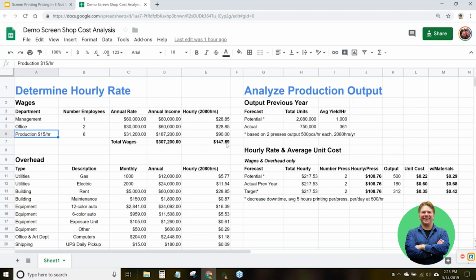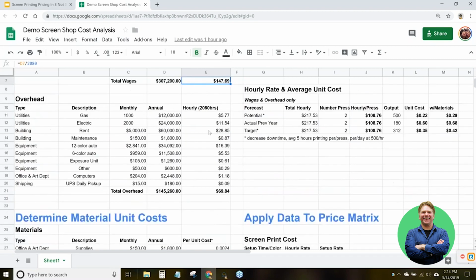You could come up with an hourly rate based off of what you're paying everybody. I'm not going to get into exactly the formulas, but it's basically listing all those wages and coming up with an hourly rate, so you've got your annual income, but per hour to cover everybody. In this example, it's $148 or $150, rounding up.